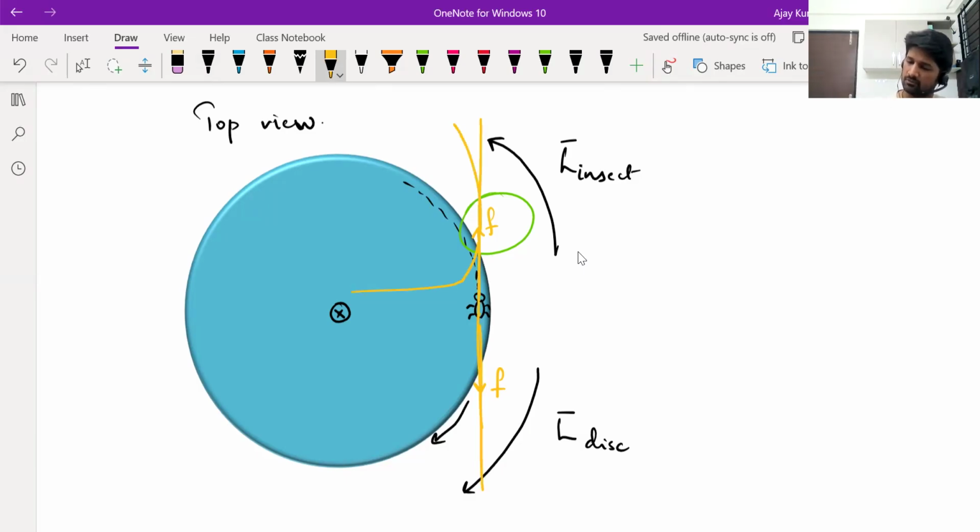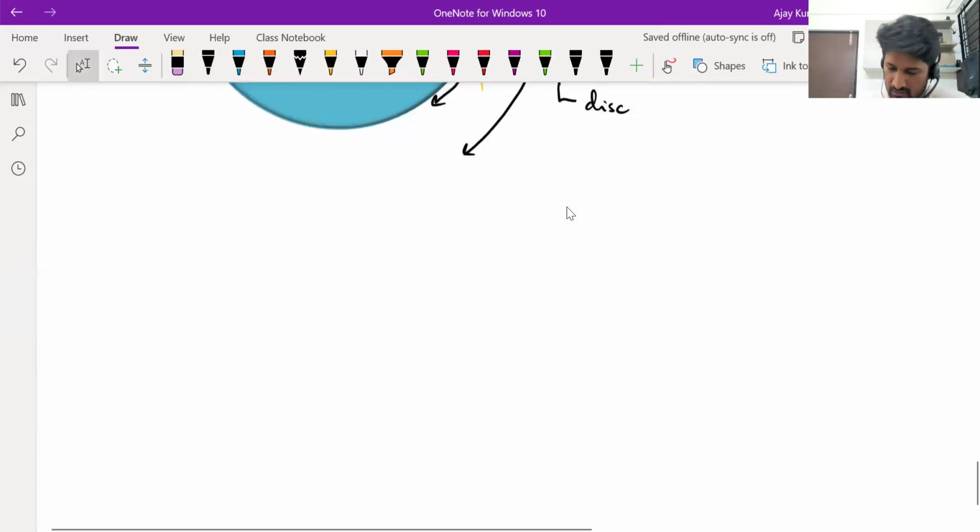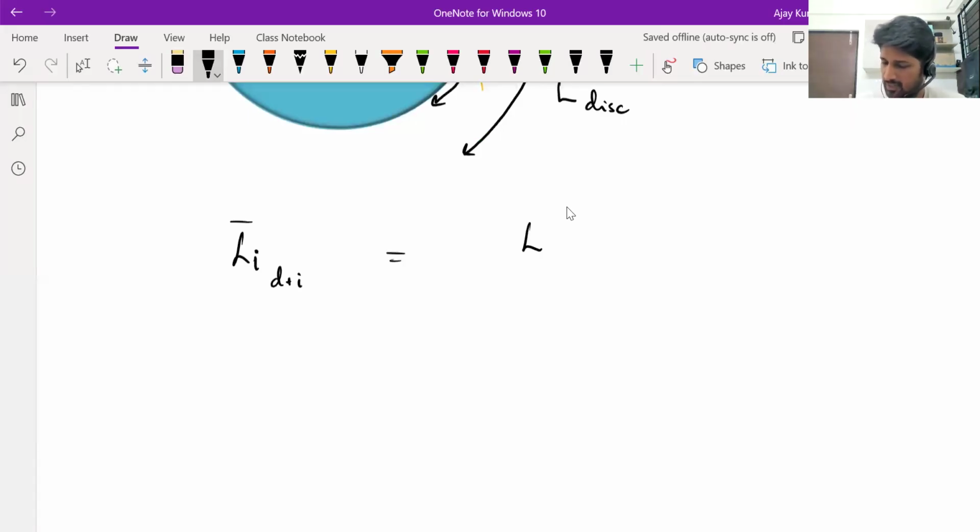Whatever anti-clockwise torque one friction creates, the same amount of clockwise torque the other friction will create. Net torque is 0. So you can apply angular momentum conservation for the disk plus insect system. Total initial angular momentum of disk plus insect should be equal to total final angular momentum of the disk plus insect. Initially they were both at rest, so total initial angular momentum is 0.